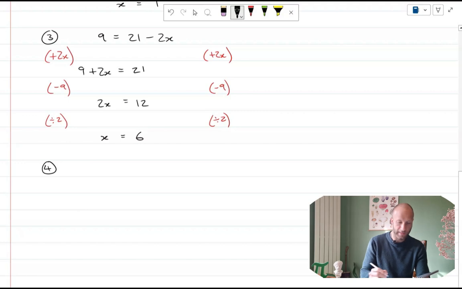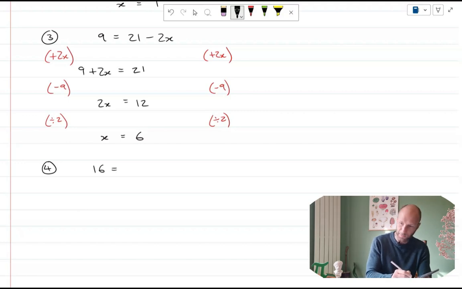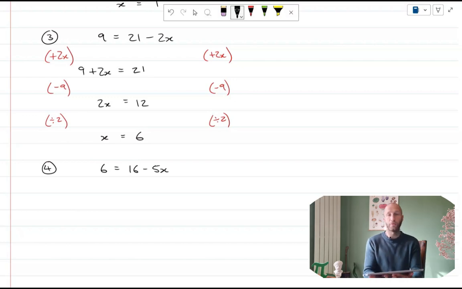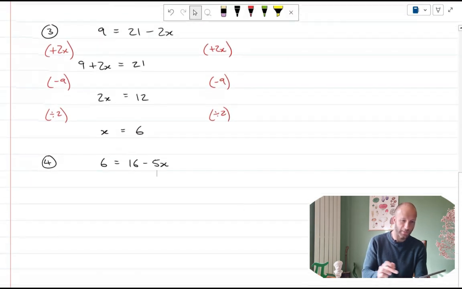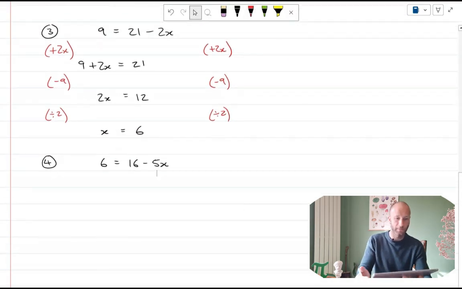Number 4, one more like this, and then we'll have a look at a slightly different set of examples. So 6 equals 16 minus 5x. And do remember, you can pause the videos if you want, just to take stock, slow down, go through things, or write the question down and pause the video and then have a go at it and then have a look at my solution, that works quite well too. So it's good to practice without me doing it. There are worksheets available though, so do check out the examples and the answers too.